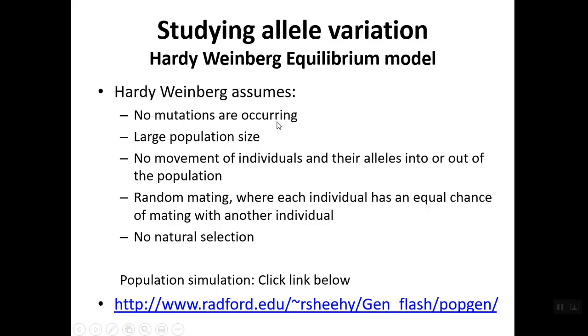Of course, if all of a sudden in a population there are strong factors that increase the mutation rate to higher than the very, very minimal, for instance, imagine a population that is hit by strong radiation, all of a sudden this equilibrium could be disrupted. Also, no movement of individuals and their alleles in or out of the population. No migration out, no migration into the population.